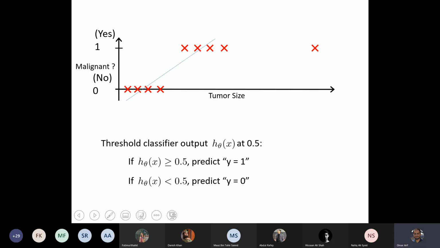But if I have another example, which is this example here, and I apply linear regression, then of course the output line, the prediction, will change. Now the prediction would be something like this. If I apply the same threshold, which is 0.5, then you can easily see that the threshold will be wrong now.